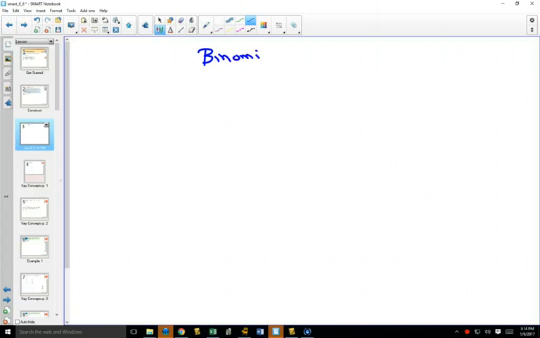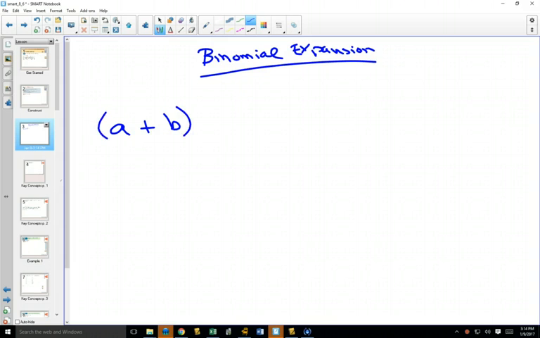Binomial expansion to start off with. Because we did Pascal's triangle, and we're learning something called the binomial theorem. So what's a binomial? A binomial is something with two terms, a plus b.